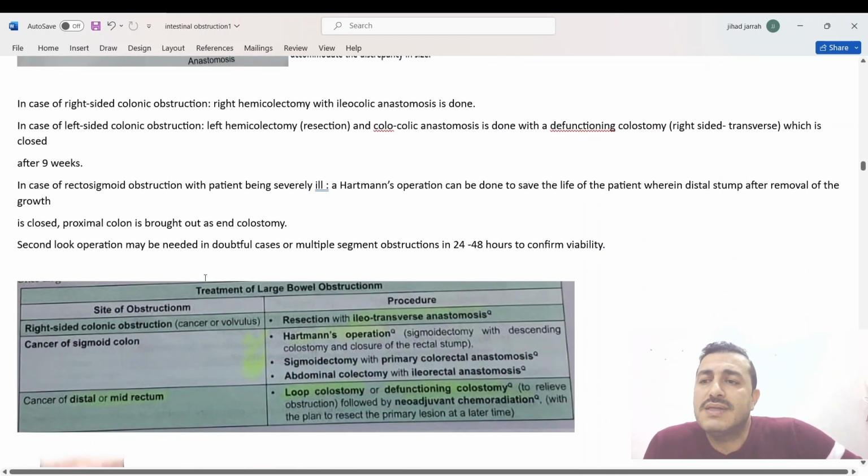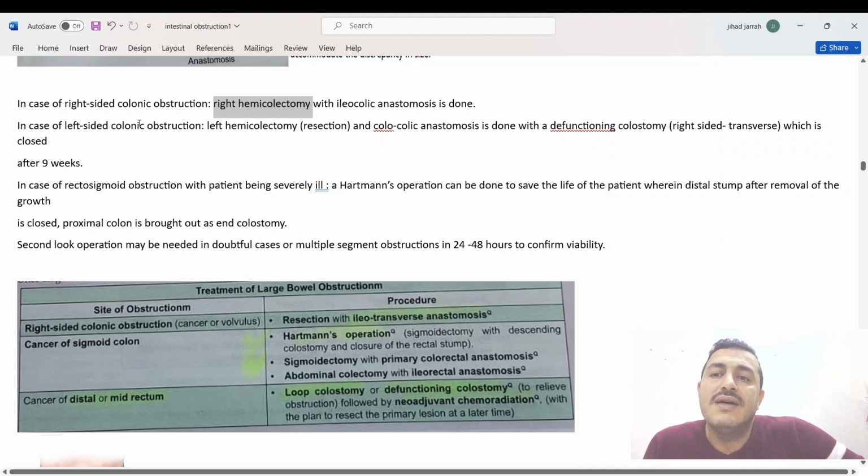Some basic principles: if we have, for example, right side colon obstruction, more likely to be malignant, we have to proceed for right hemicolectomy with ileocolic, or sometimes we call it ileotransverse anastomosis. You can see here right side resection with ileotransverse anastomosis. It depends on the viability of the bowel and intraoperative assessment. So this is if we have right side colonic obstruction.